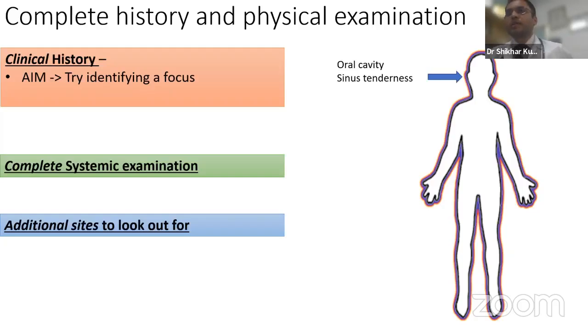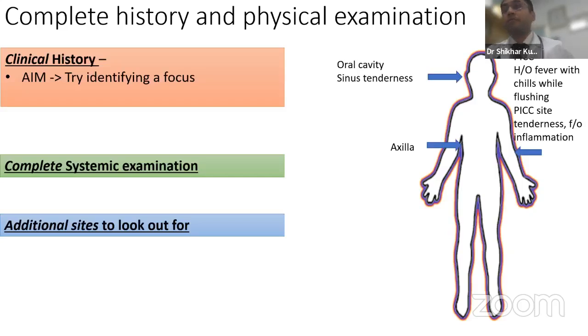Always look at the perianal region. Does the patient have any tenderness while palpating in the perianal region, which can be a focus of infection. Look at the groin. And after looking at these sites, you get a rough idea as to the overall burden of the symptoms and the disease in the patient.